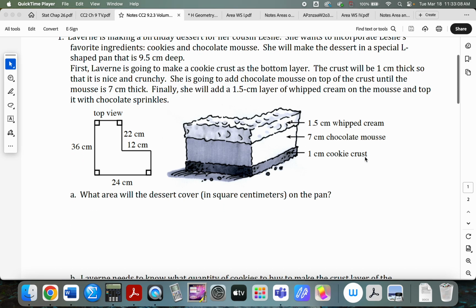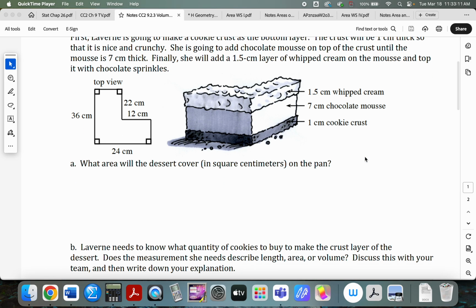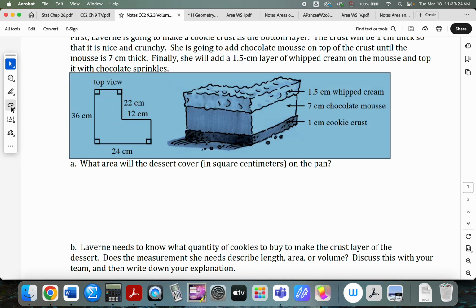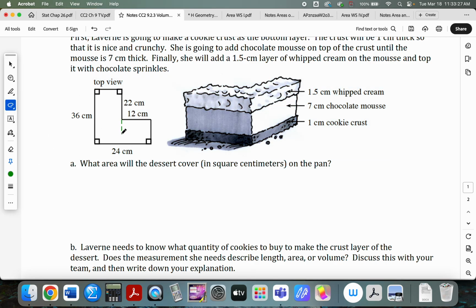So, first question was, what area will the dessert cover on the pan? So this is a view from the top looking down into the pan. We can divide this up a couple of different ways. I probably would have divided it up this way. And since this is 12, this is going to be 12 also. So showing my work, which some of you like to do someplace in the margin or something else, don't do that. Show your work. The area is going to be, for this part, 36 times 12.